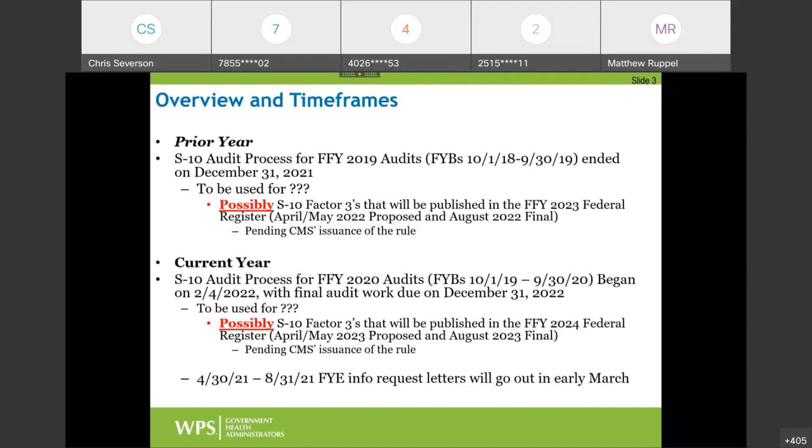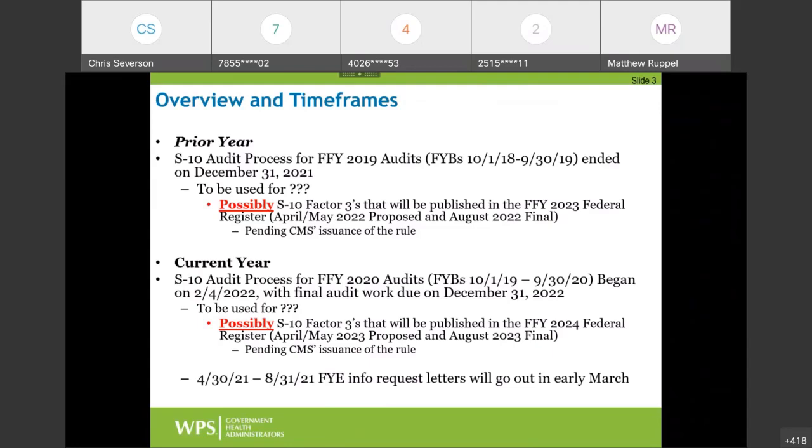So, quick overview and time frames. Last year we dealt with those cost report periods beginning in federal fiscal year 19. They were due by December 31st of last year. Now, of course, we don't know exactly for sure what CMS is going to use that data for yet. We'll find out in the next couple of months when they propose it, sometime in April or May, whenever we get the proposed rule. And then the current year, I said we're doing the fiscal year 20 audits. Again, we won't know exactly what they're going to use that for until they issue the April-May 23 proposed rule.